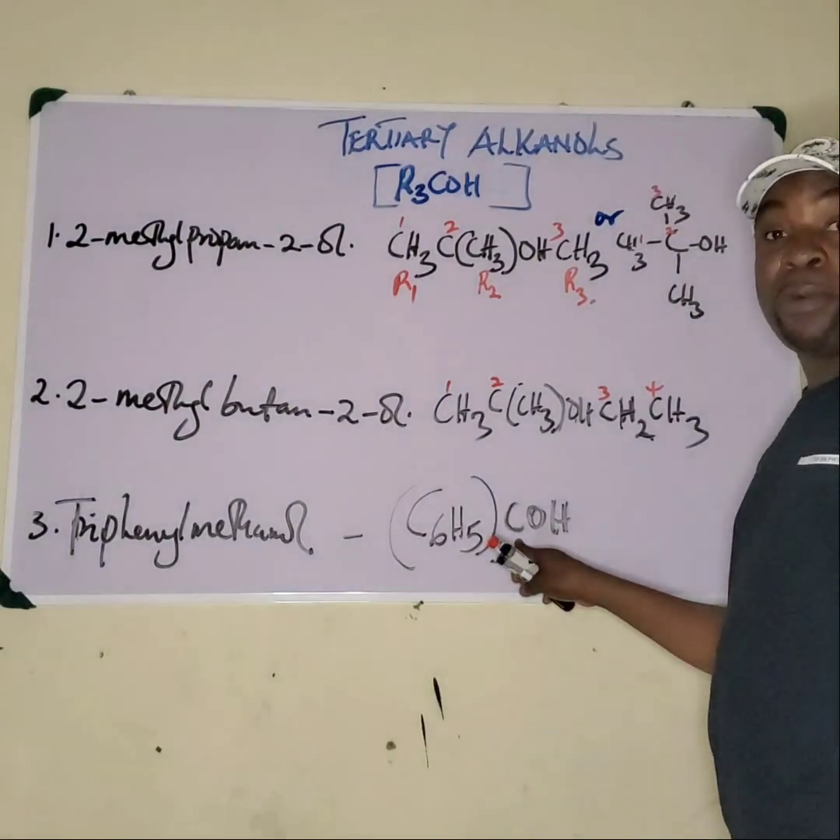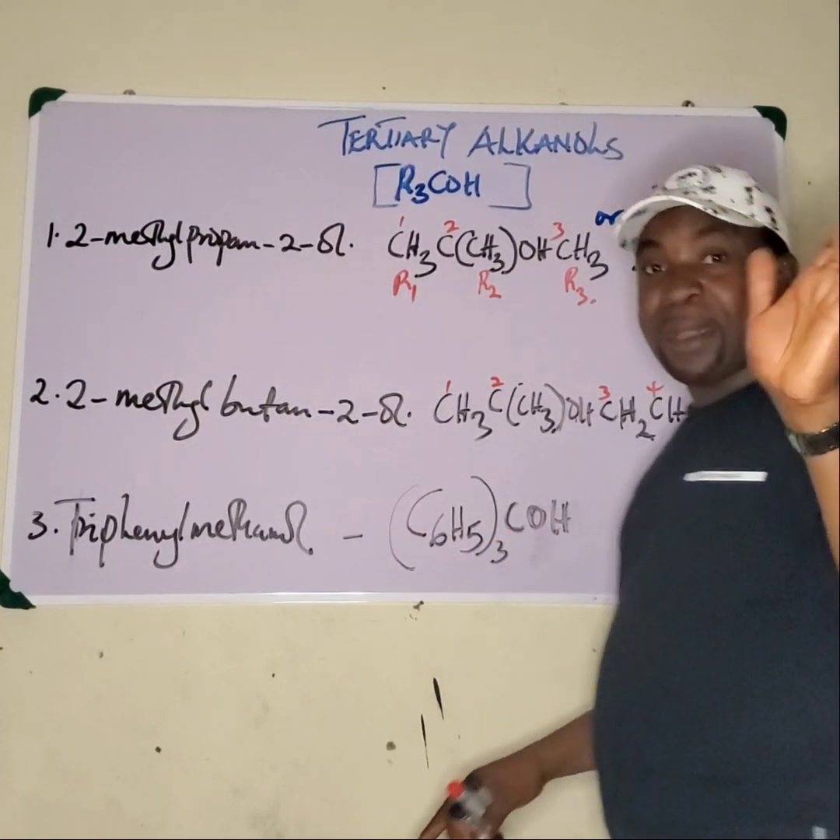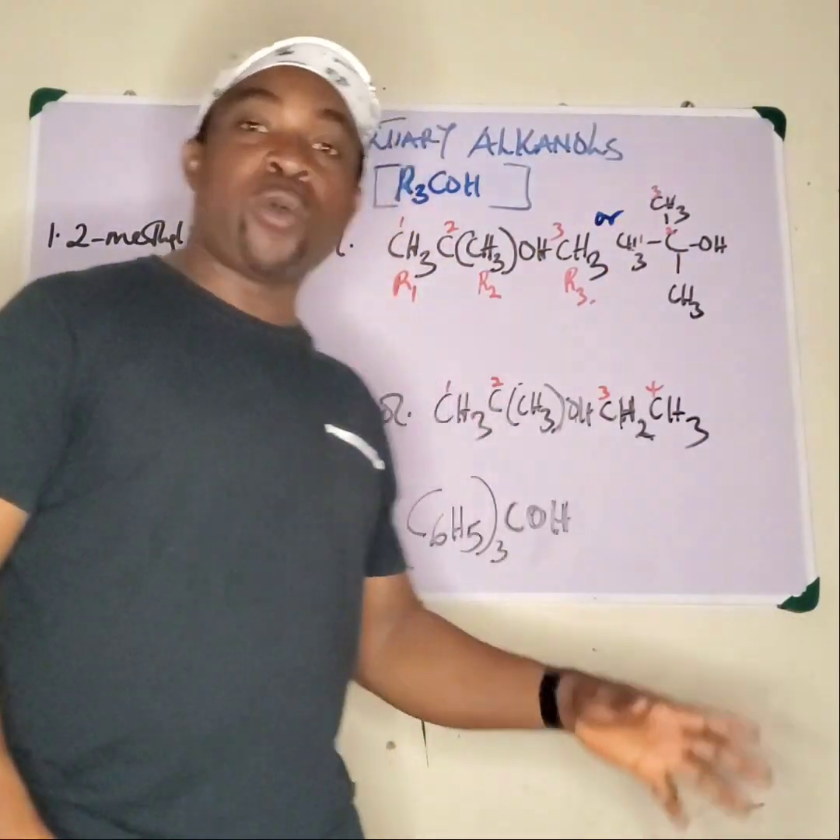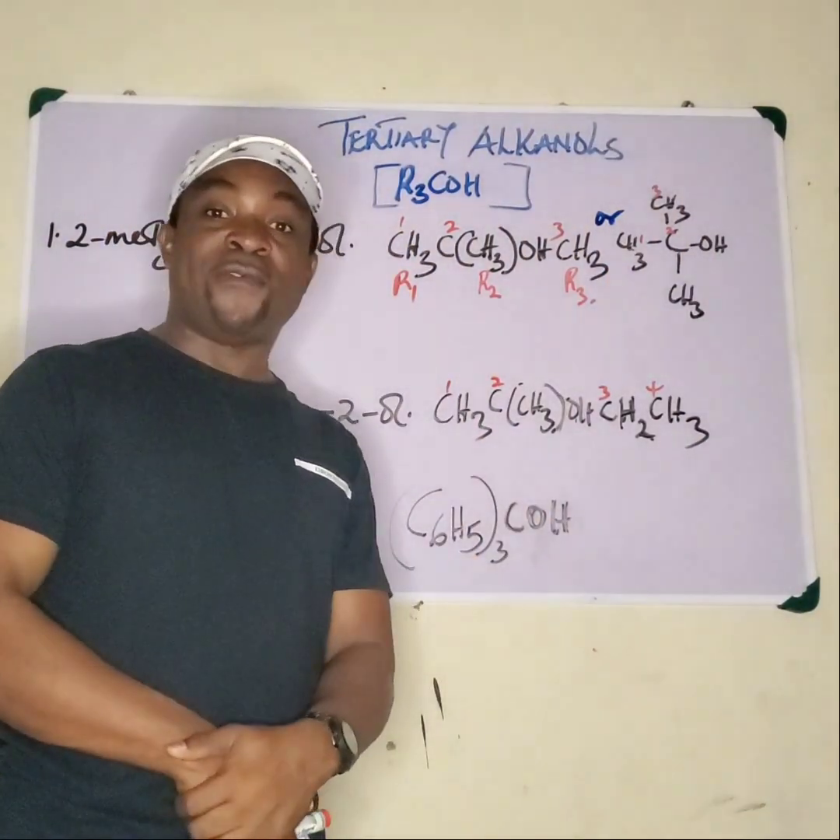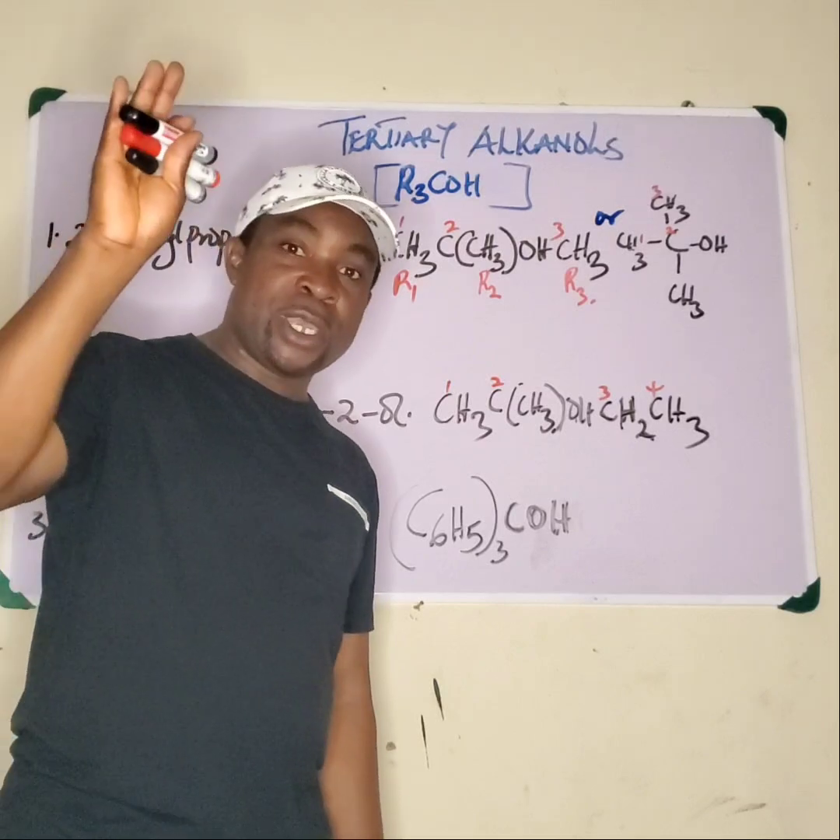It is a tertiary alkanol because it has 3 phenyl groups, and the OH is attached to only one carbon atom. Bye bye, and see you in my next class where we talk about the preparation of alkanols. Catch you in my next class.